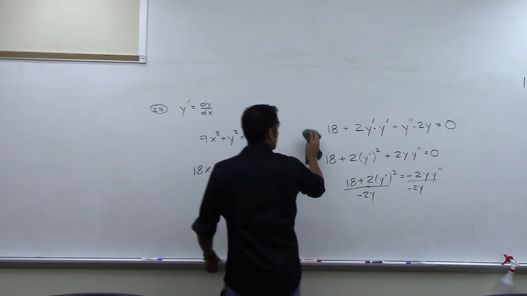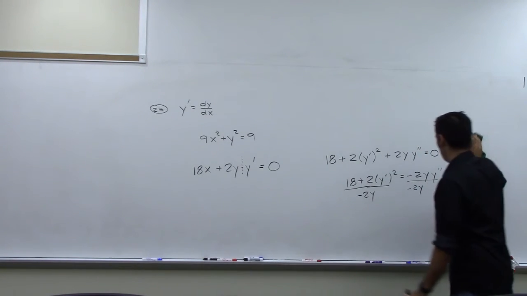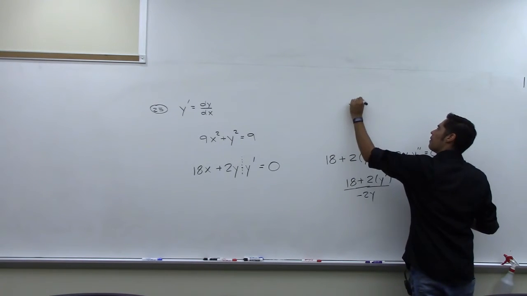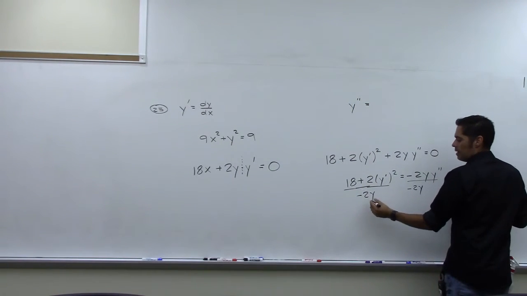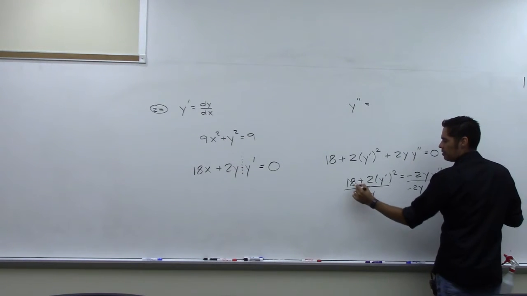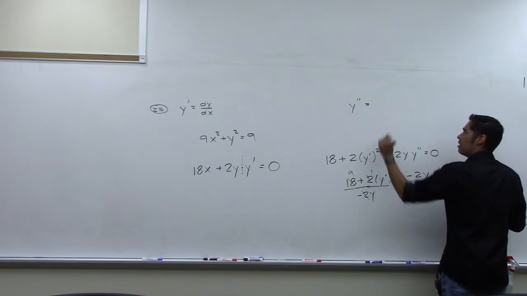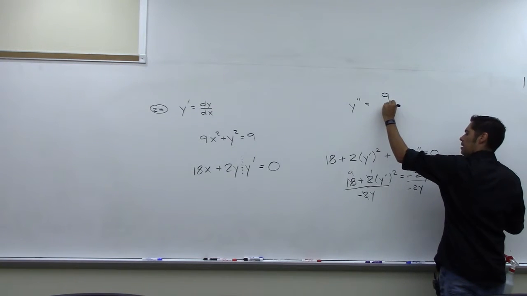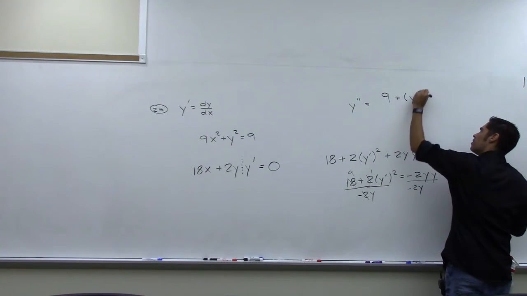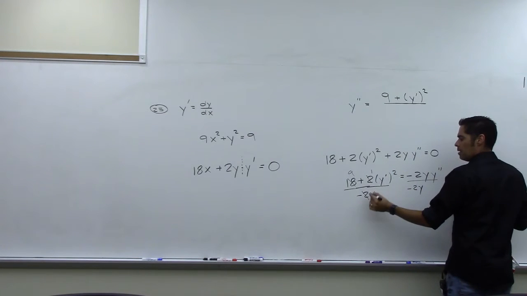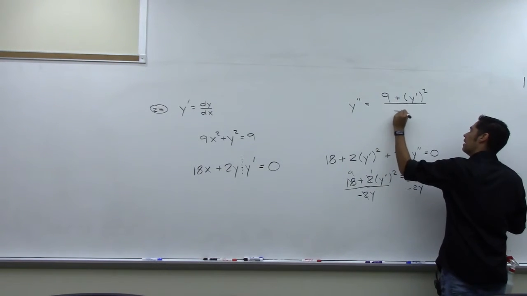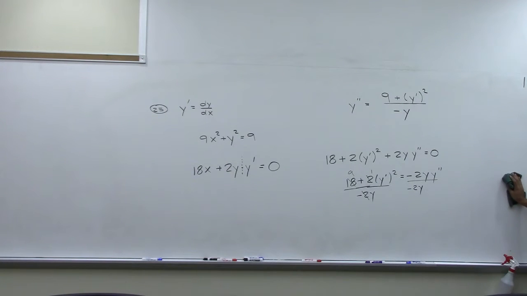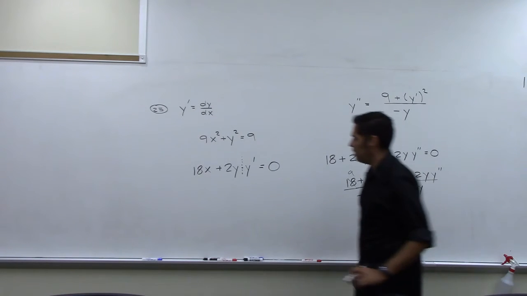And so what we have is that y double prime equals this divided by this. The 2 turns this into a 9, and that turns that into a 1. So I should just have 9 plus y prime squared over negative y down here. Now I'm sure that that's okay. I wonder if they go and do more simplification. They probably do.